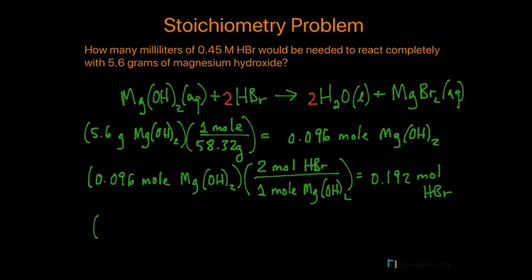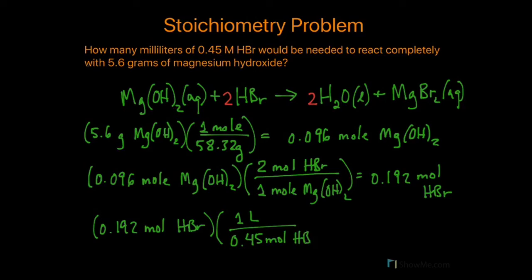We need to get this into liters of hydrobromic acid, so we will be using the molarity as our conversion. Knowing that 0.5 moles of hydrobromic acid is equal to 1 liter of hydrobromic acid. So this is basically the molarity of hydrobromic acid flipped, or the reciprocal. By doing this, we get our answer now in liters of hydrobromic acid solution, which is 0.426 liters.